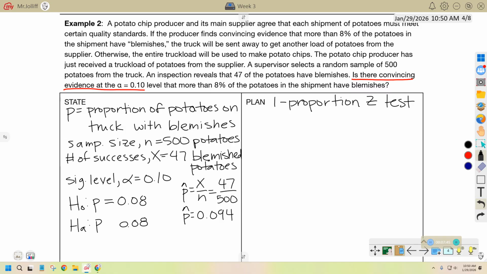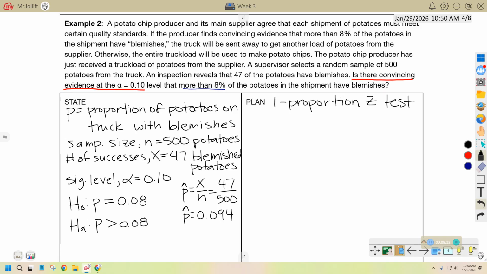Alternative comes from the word problem. Greater than. Very good. How do we know? Very good. More than 8%. We're testing a claim about whether there is more than 8% blemishes. Because if there's more than 8% blemishes, we send the truck away. Good. Perfect. Snaps. All right.